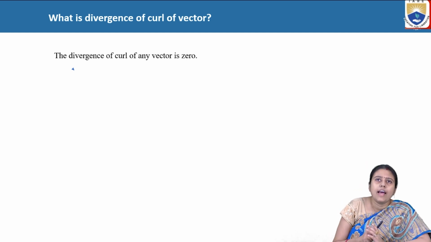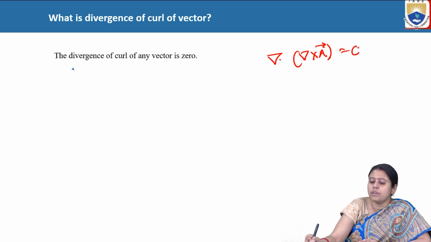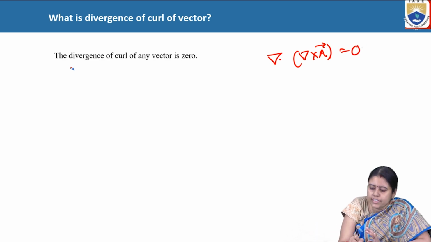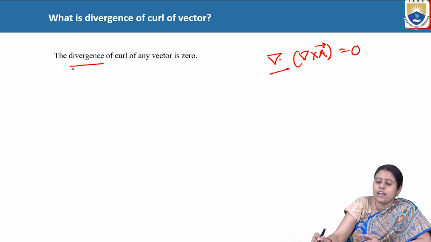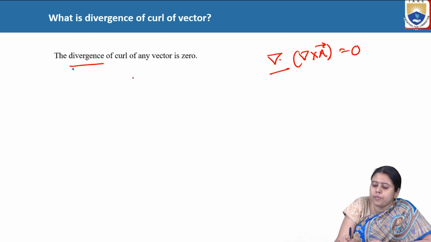What is the divergence of curl? What is the divergence? Grad dot curl A, and this value always comes to 0. The divergence means grad dot curl A is equal to 0. How can we prove this?